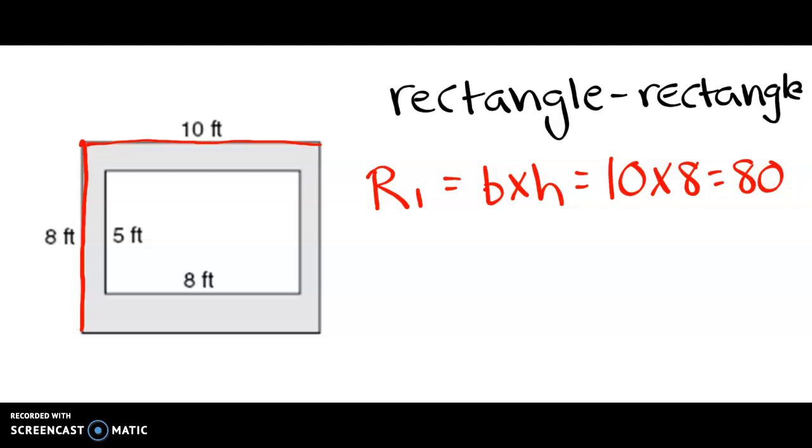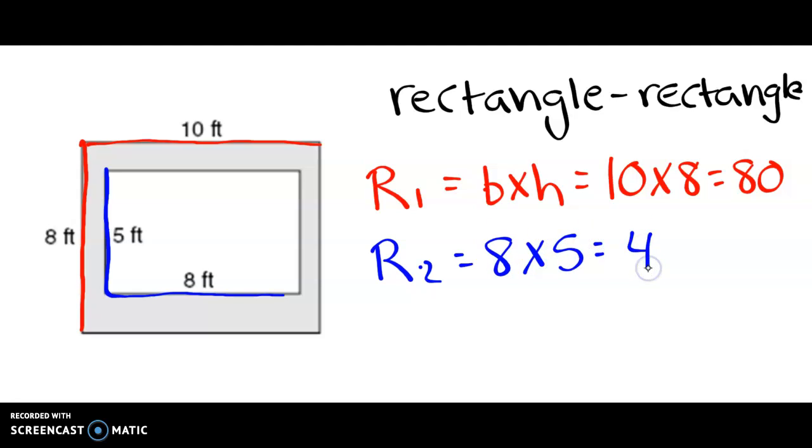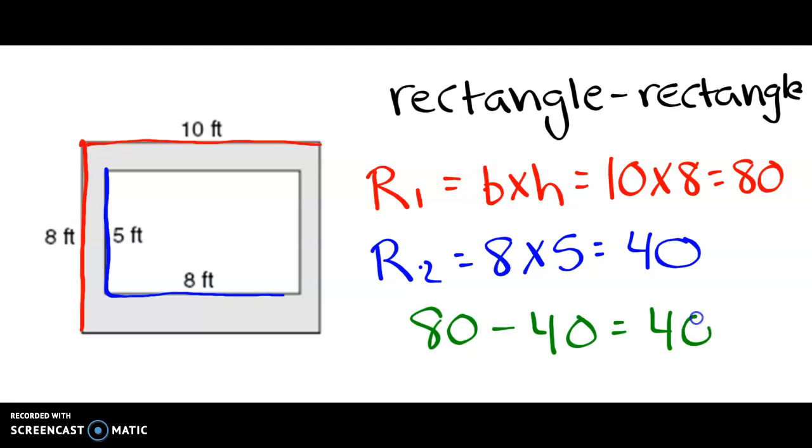For rectangle 2, that is my 5 by 8. So rectangle 2 is equal to my base of 8 times my height of 5, which gives us an area of 40. And to find just the shaded area, we're going to do 80 minus 40, which gives us 40.